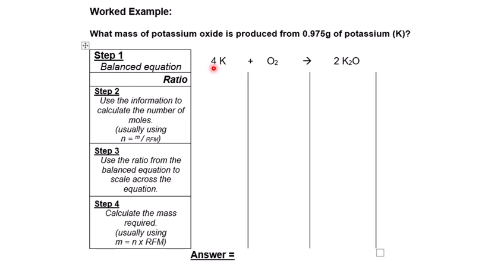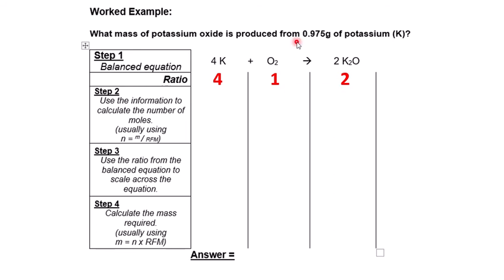Now, what that really means is for every 4 atoms of potassium, you react with 1 oxygen, O2. There's no number in front of that, so there's 1 O2. And that gives us 2 K2O. So 4 to 1 to 2. So our ratios are 4, 1, 2. So for every 4 of these, you need 1 of these, and that'll produce 2 of those.